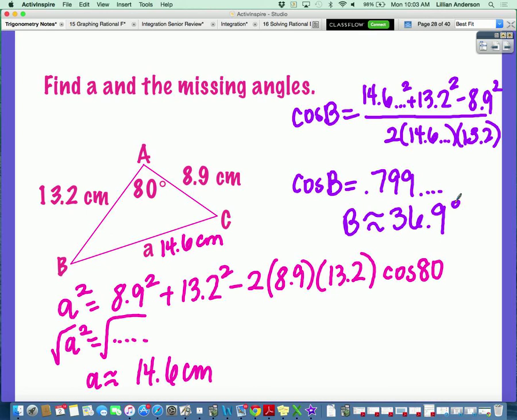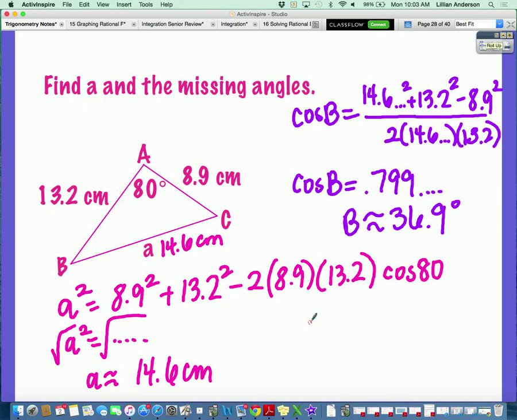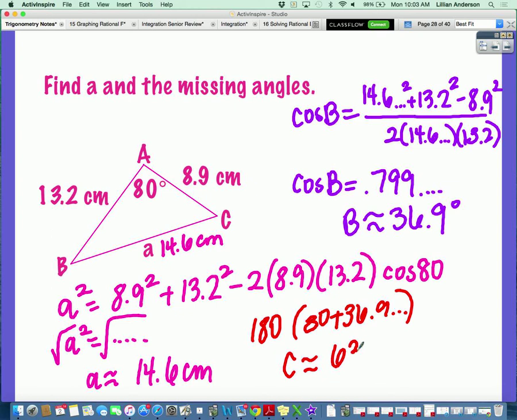Lastly, how do you find angle C? You can add them together, and then do what? Subtract it from 180, because there are 180 degrees in the triangle. So the last angle is about what? 63.13. And there's cosine. Okay? I definitely want you guys to get practice using these rules since we used sine already.